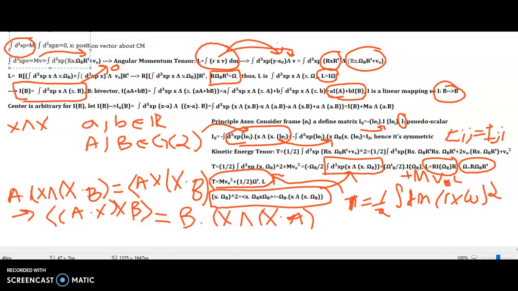And essentially that concludes the video. I've just modified already known tensors and expressed them in a different language, which all have various applications in physics.